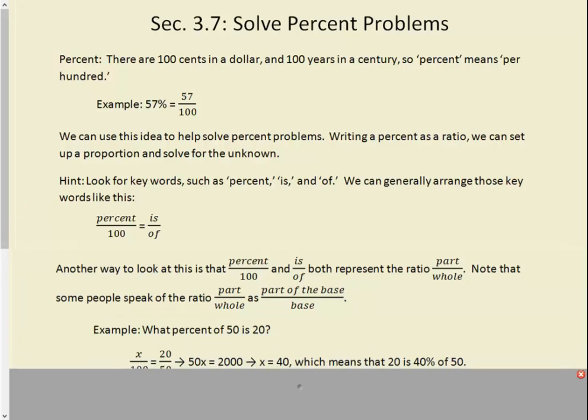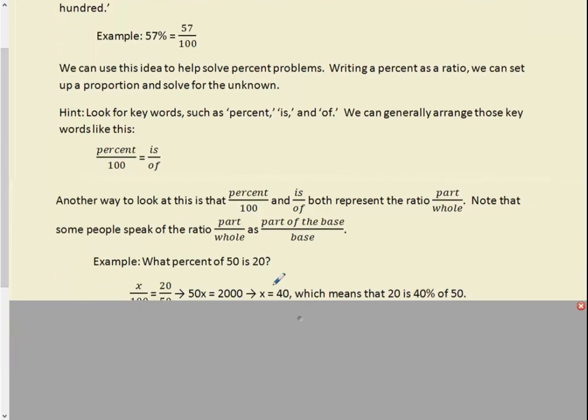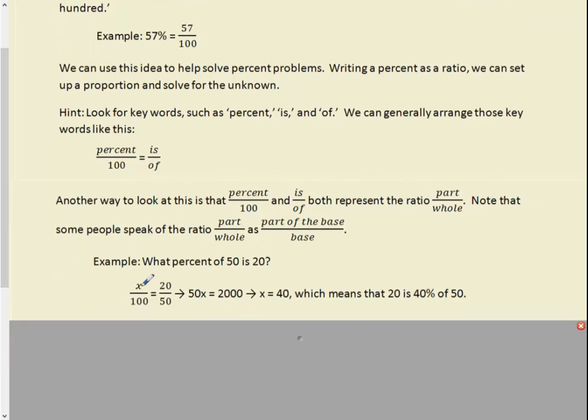So if we looked at a problem like this, what percent of 50 is 20? What percent means we don't know the percent, so we can substitute x for that. And then of 50 means 50 goes in the denominator of our second ratio, is 20, 20 goes in the numerator. And then we can cross multiply if we want. X times 50, or in other words 50x is equal to 100 times 20 is 2000. Divide each side by 50 to get x equals 40, which tells us that 20 is 40% of 50.